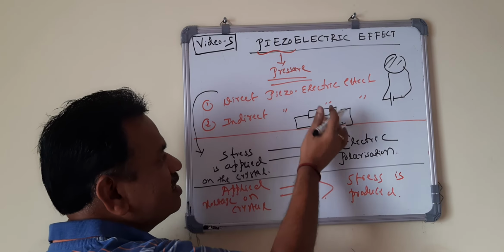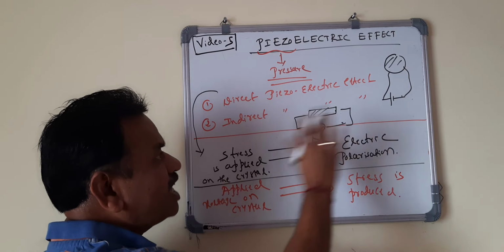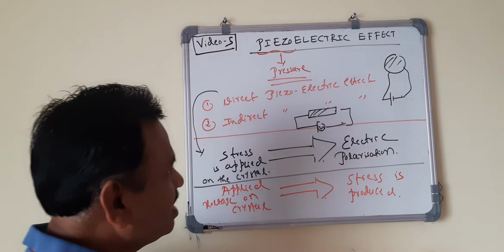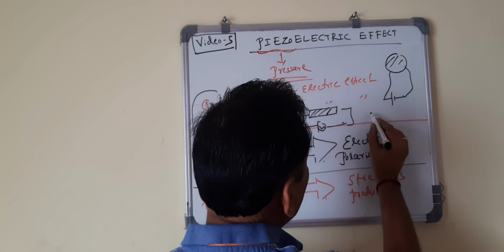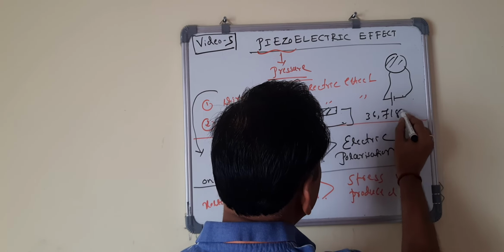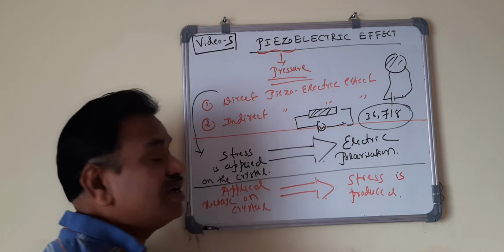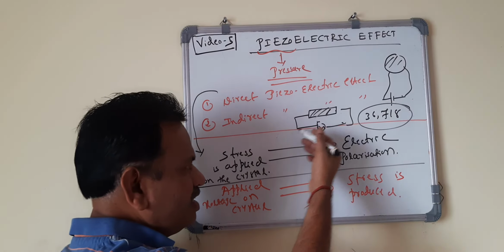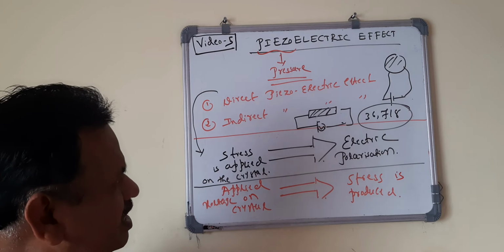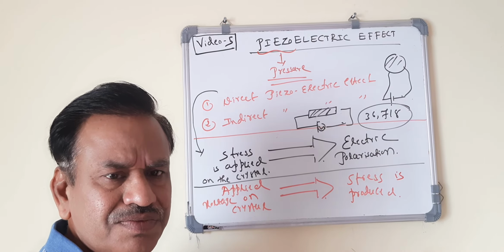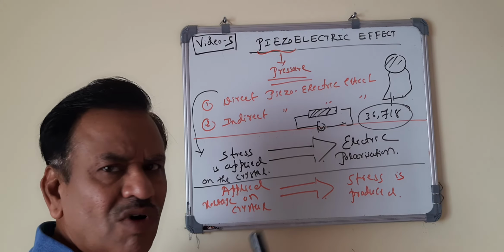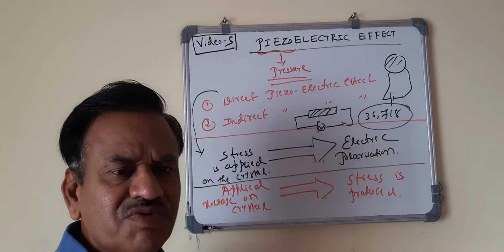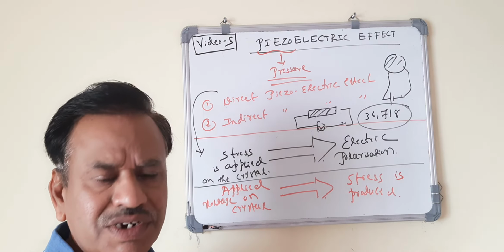Now it starts to oscillate. If I remember correctly, this quartz crystal oscillates 36,718 times in 1 second, because in all quartz crystals it's a natural property. As the crystal oscillates, the second needle and minute needle also start to rotate on your watch.